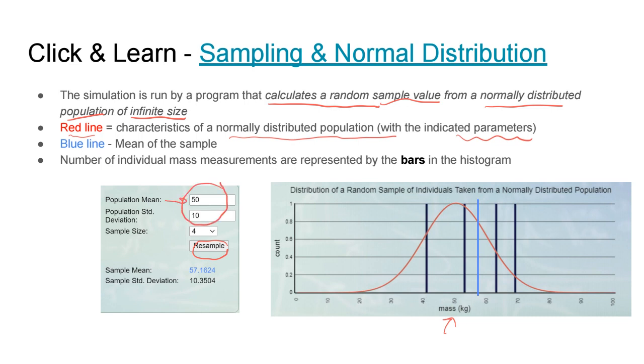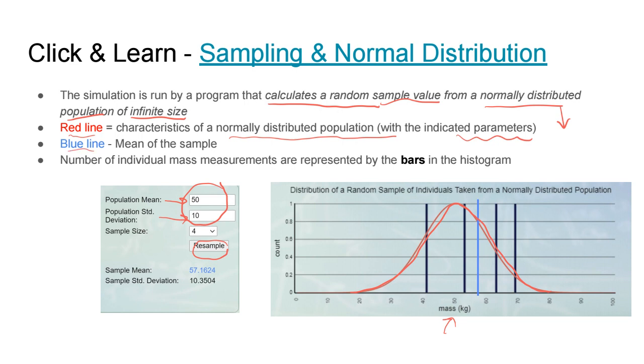It is set at a population mean of 50 with a standard deviation of 10, and it created this bell curve. And why did it create a bell curve? Because it told us that this infinite population is normally distributed.